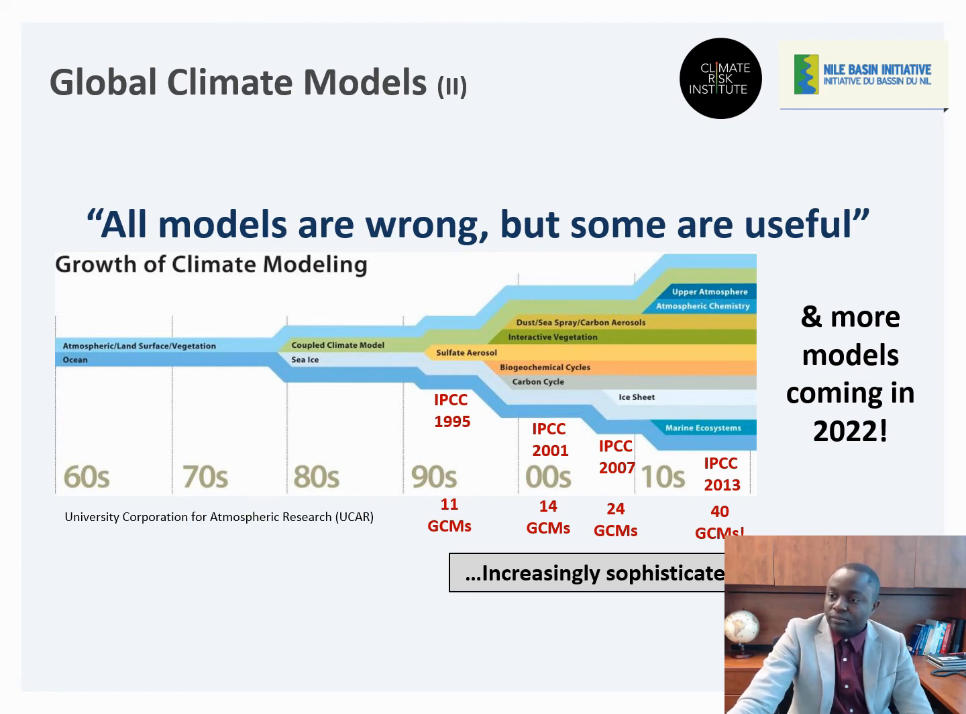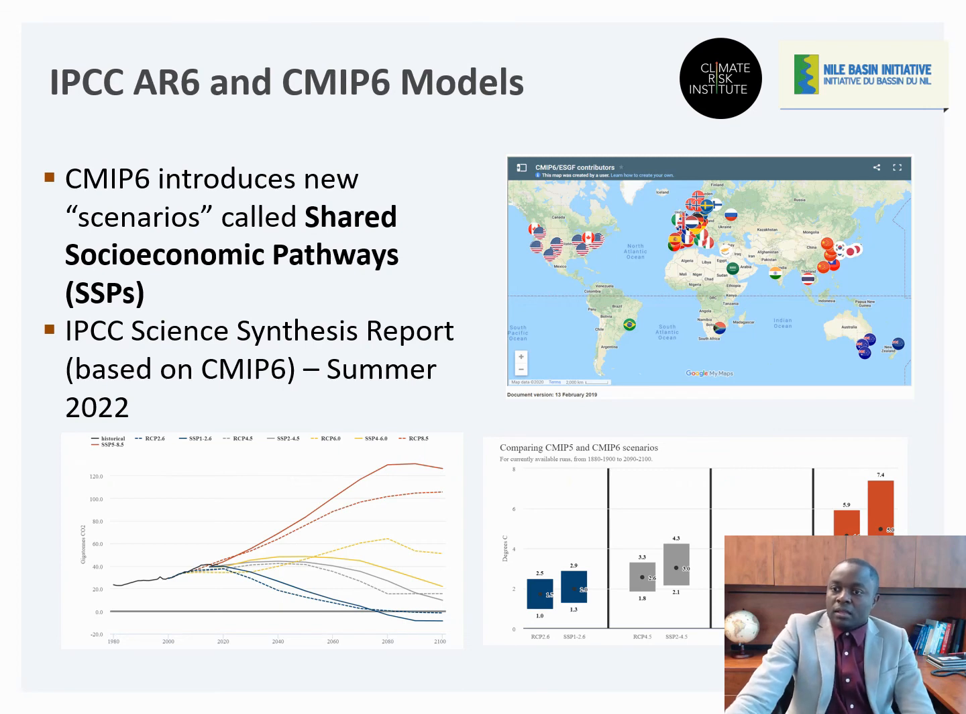CMIP 6. So CMIP is the Coupled Model Intercomparison Project Phase 6. It introduces new scenarios called shared socio-economic pathways. And the IPCC Science Synthesis report based on this CMIP 6 is expected sometime next year.